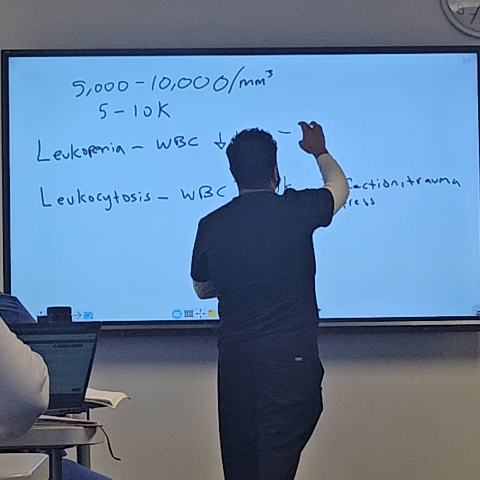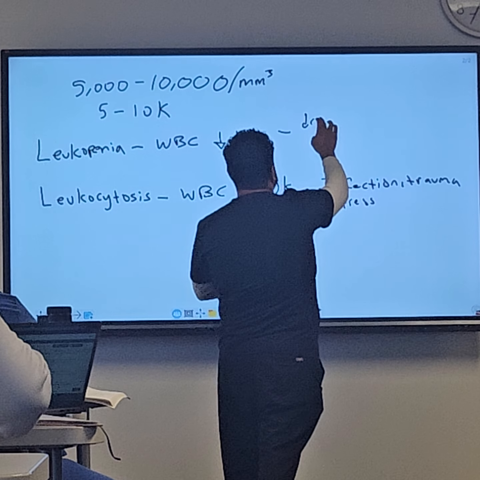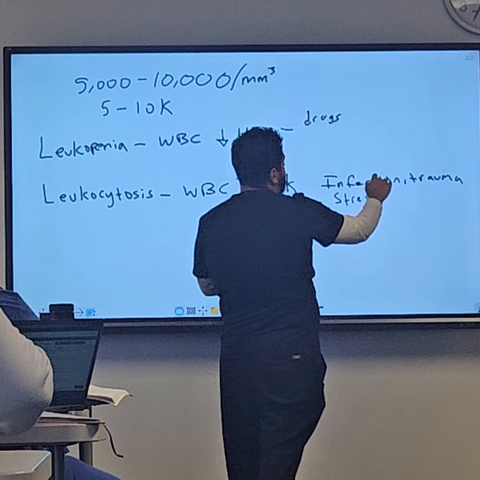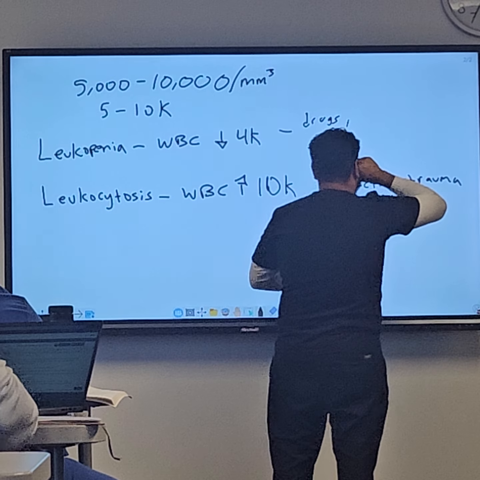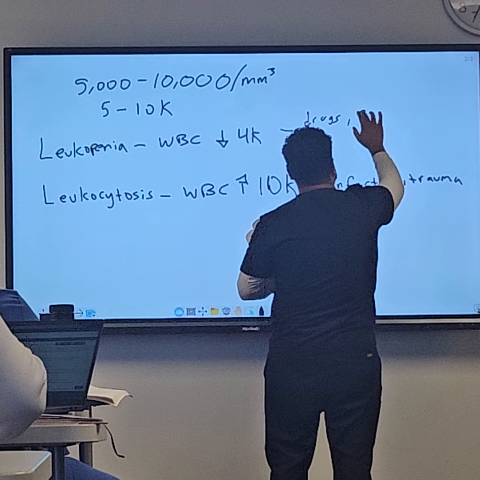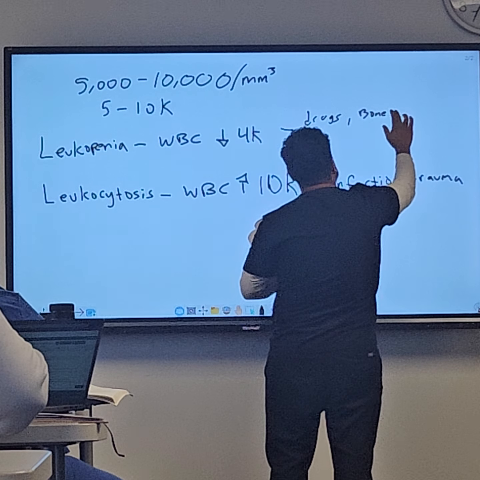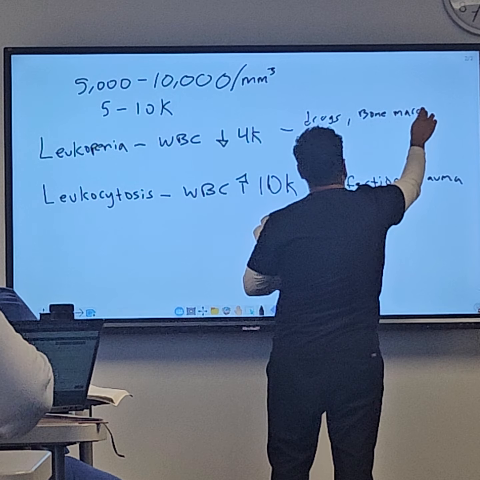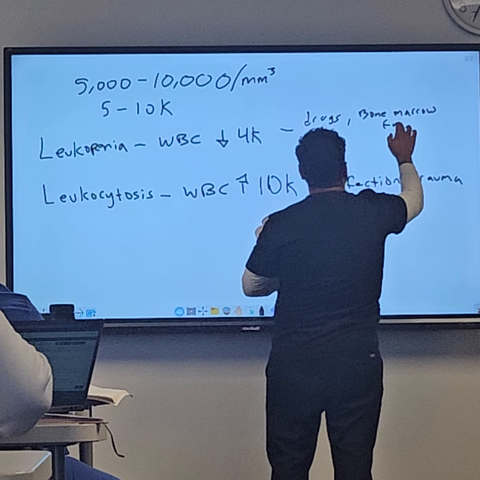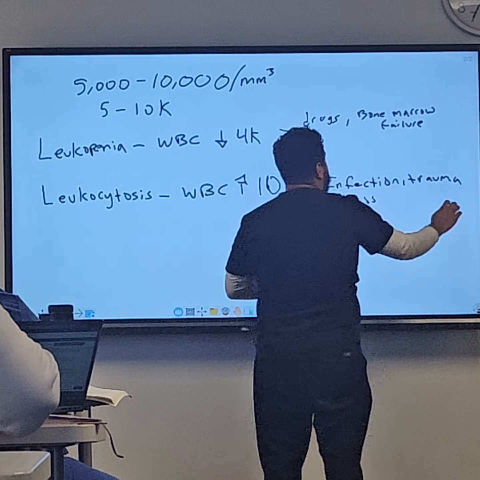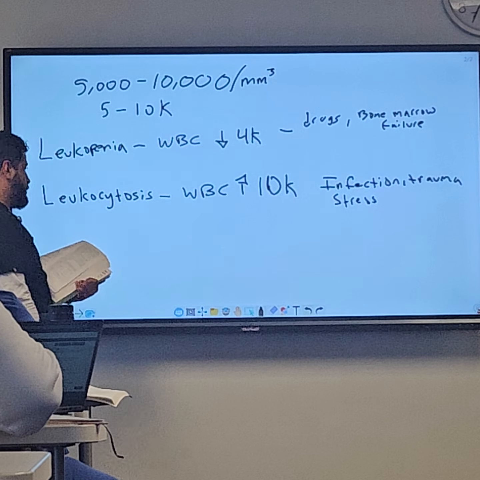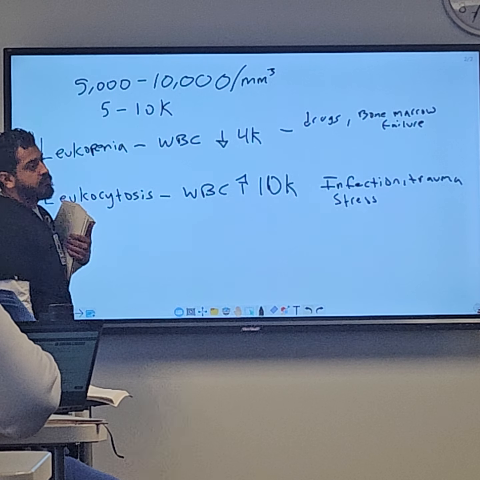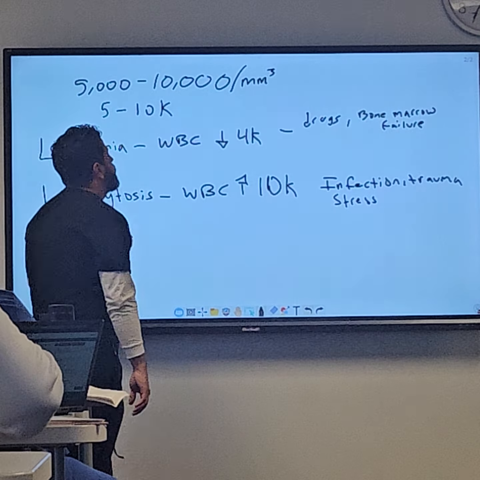Now all this can usually be due to effective drugs, whether recreational or prescription, and bone marrow failure, and that bone marrow failure more extensively can also be due to cancer. Okay.